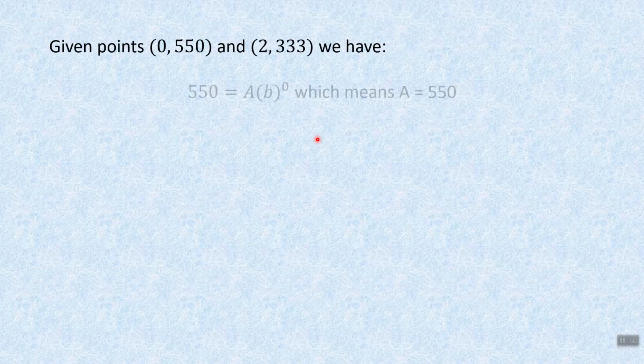Given these points, the first one, if we put 550 in for y and 0 for x, we'll have 550 equals a times b to the 0. 550 is equal to a times b to the 0, which means that a must be 550. Why? Well, remember that b is not 0. It's a positive number. A positive number raised to the 0 power is going to be 1. 1 times a is a, so a equals 550.